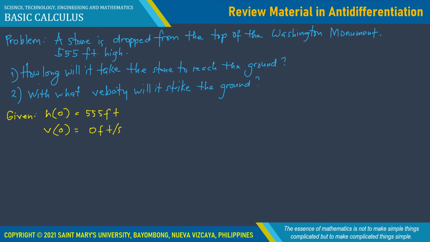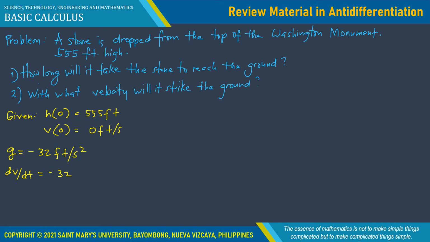Okay. So, para ma-solve yan, consider muna natin ating acceleration due to gravity na g. So, since ang ating unit of measurement ay in terms of feet, so ang g natin is negative 32 feet per second squared. Pero kung ang unit of measurement ay meter, use negative 9.8. Okay, so alam naman natin na ang acceleration is equal to the derivative of velocity. So we have dv over dt is equal to negative 32.